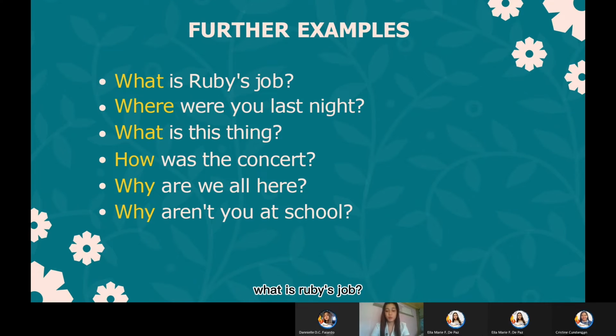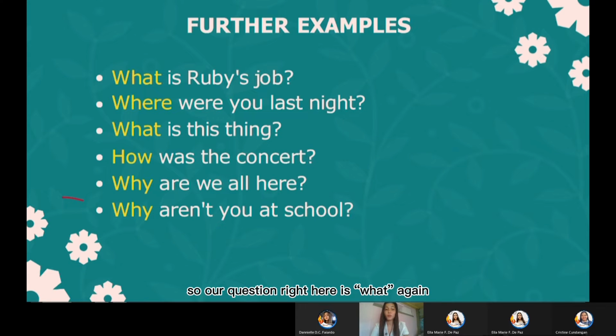What is Ruby's job? Our question word here is what again, and our be or main verb here is the word is. This is our main verb. So, our question word what is followed by our main verb, which is again the word is. Another example is where were you last night? Again, our question word here is where. Then our main verb here is were. The main verb goes straight after the question word where.